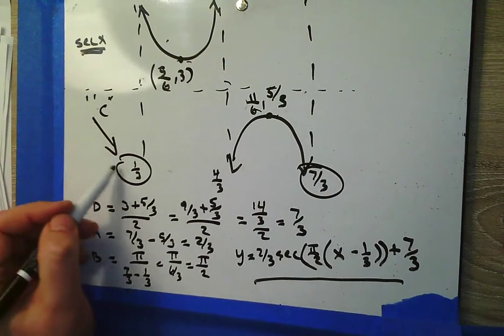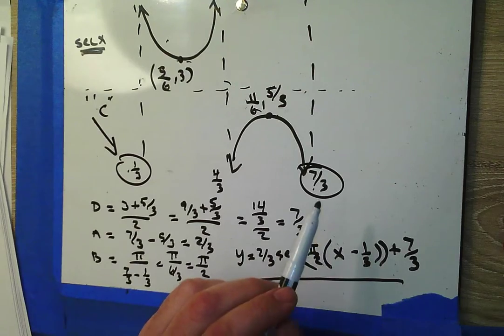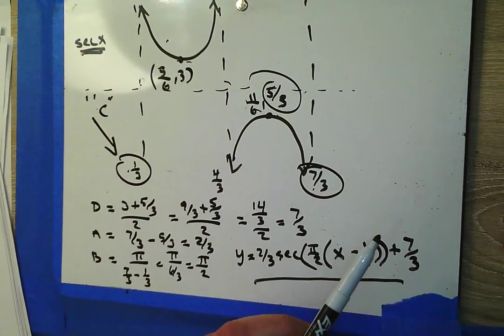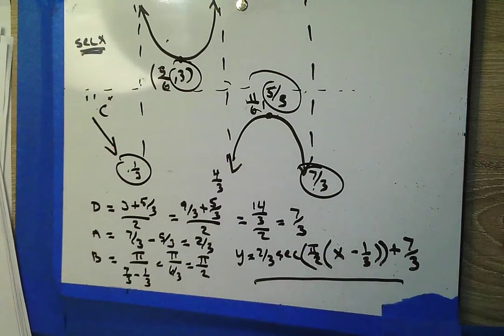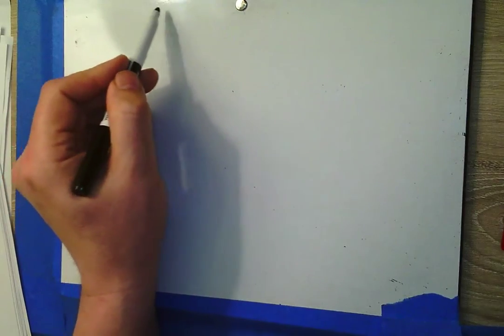I would set my x min to 1 third and my x max to 7 thirds, and my y min needs to be a number below this and a number for y max above that. And don't forget, you need to be set in radians for graphing these trig functions. Okay, let's take a look at this one.